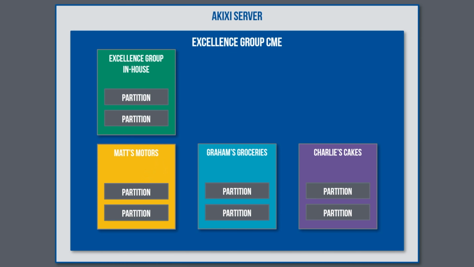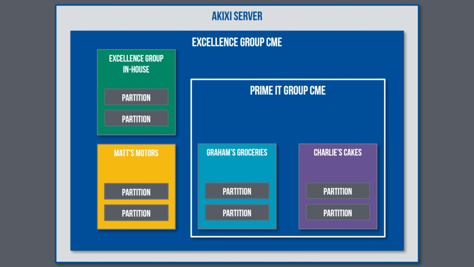We will now look at the hierarchy and explore how CME parents and child relationships work. A CME can have a parent and or child CME, allowing for simple estate administration and billing. Each parent CME has access and visibility of all child CMEs and the components that sit within them. Graham's Groceries and Charlie's Cakes are partner companies under the Prime IT Group company. What we can do here is add a child CME under the Excellence Group CME. With this new child CME, we can group together the Graham's Groceries and Charlie's Cakes sites into a single environment. This allows both sites to be managed collectively in a central location.